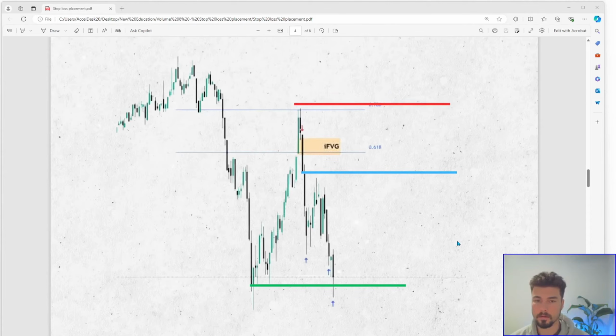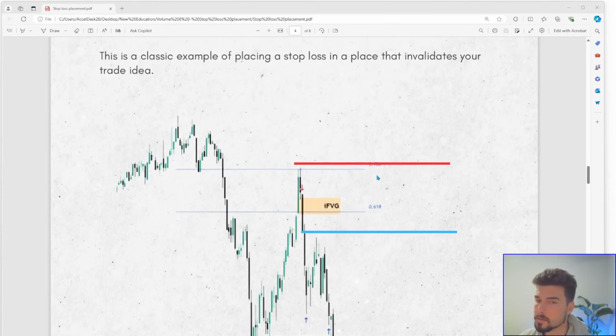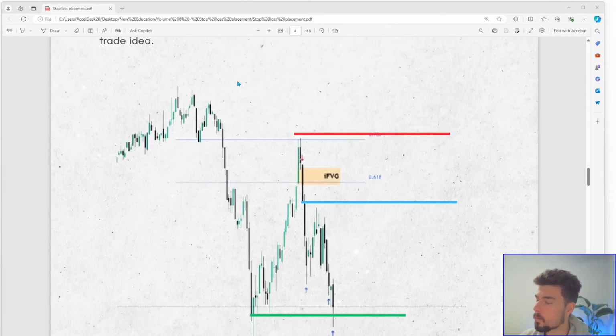And you might say, well, Ruben, that's not enough. Why doesn't your stop loss go above this swing higher? Why? Because it's too wide. And I'm placing my stop loss in a position where if I get stopped out, my trade idea is invalidated.